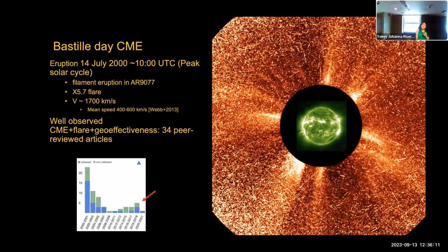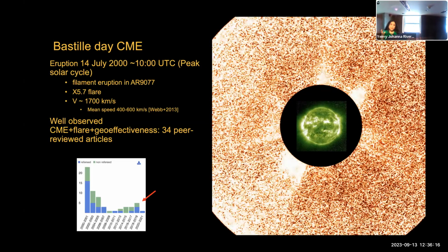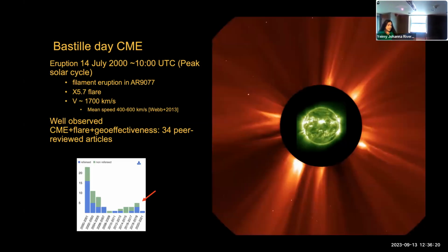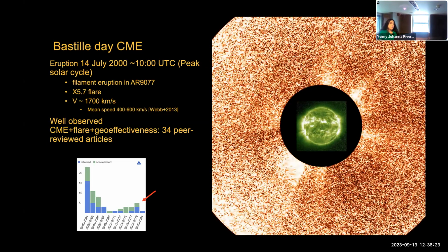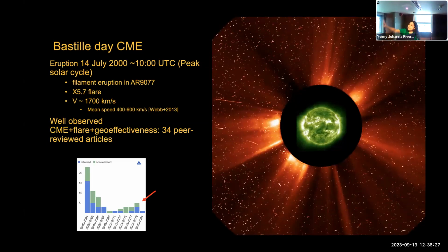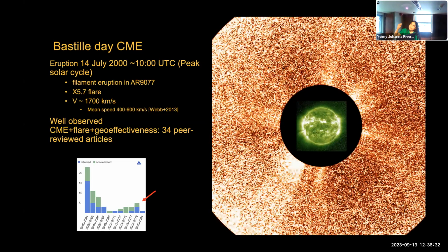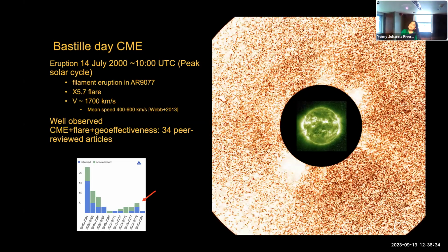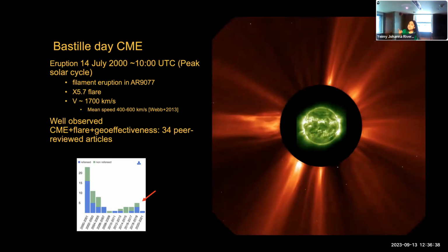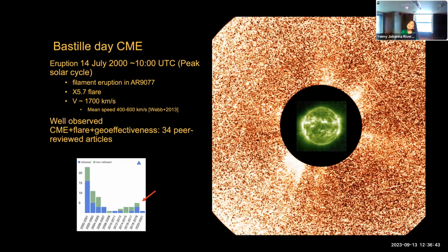As an example, the Bastille Day CME was very, very well observed across the heliosphere, both from remote sensing observations and also from particle detectors that we're going to be talking about. So that is just the movie showing the Bastille Day CME in the UV, in this composite image with the white light. The Bastille Day event itself erupted on July 14th, Bastille Day, 23 years ago during peak solar maximum, solar cycle 23.